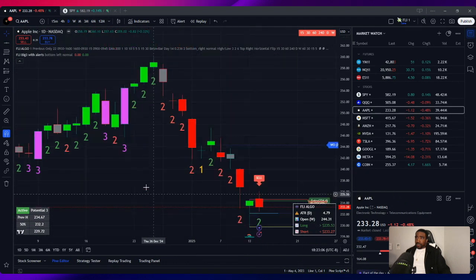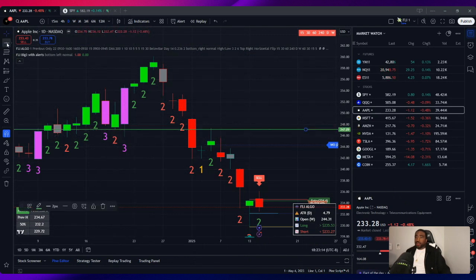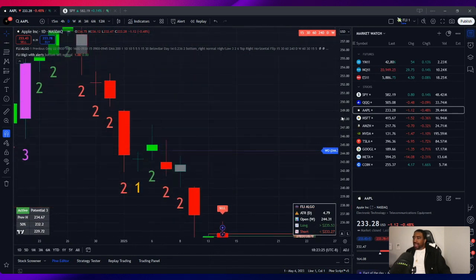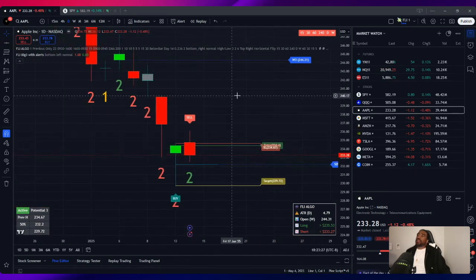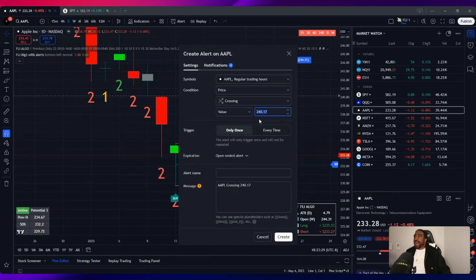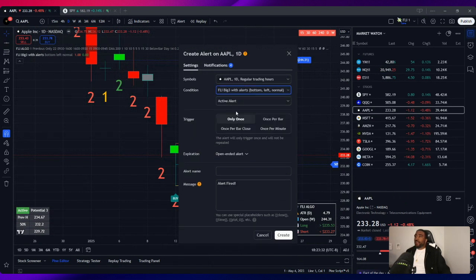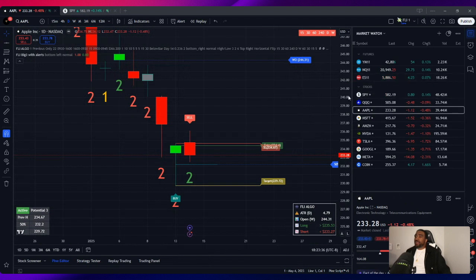So you see this candle right here? It's a purple candle. It's a 3-bar candle. When it takes out both of these levels, that's when it goes 3. And that one candle can get you paid what you want to see. This is the thing: you can set alerts for that as well. All you have to do is right click, go to add an alert, go to FLI Big 3 and set your alert. And now you got an active alert.